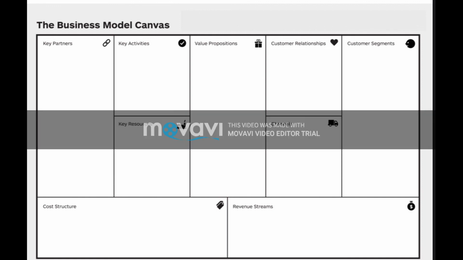Thank you. I want to believe we've actually come to the end of the business model canvas, and I think this is quite impactful and interesting.